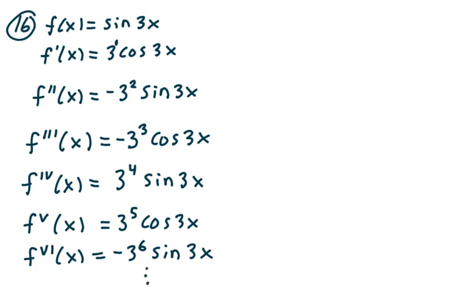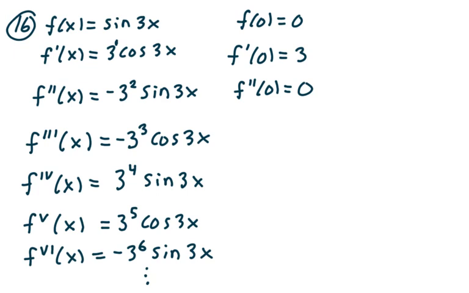Okay? Now, let's find f of 0. F of 0 is 0. F prime of 0 is 3. Cosine of 0 is 1. F double prime of 0 is 0. So you notice, and it's not an accident, right? F of x equals sine 3x. F is an odd function, okay? And so at the even derivatives, you're getting zeros again.